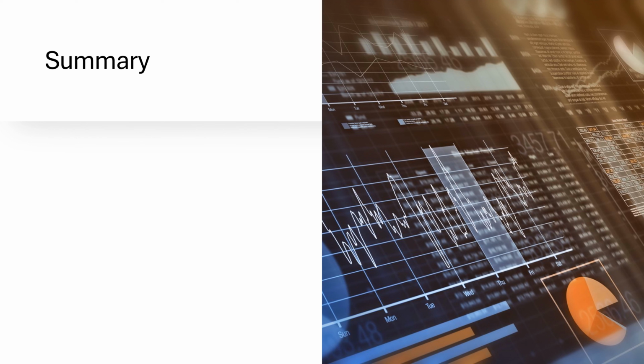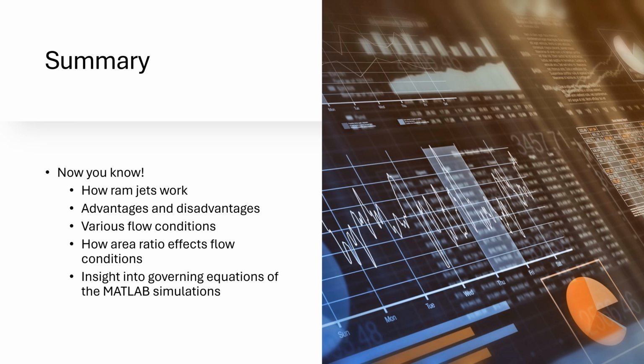Alright, so in summary and conclusion of this presentation, now you know exactly how ramjets work, and the advantages and disadvantages of ramjets. You also know the various flow conditions dependent on the back pressure and the starting pressure. You also know how the area ratio affects flow conditions, from expansion fans to moving the normal shock upstream into the nozzle. And you've also gained some insight into the governing equations of the MATLAB simulations.